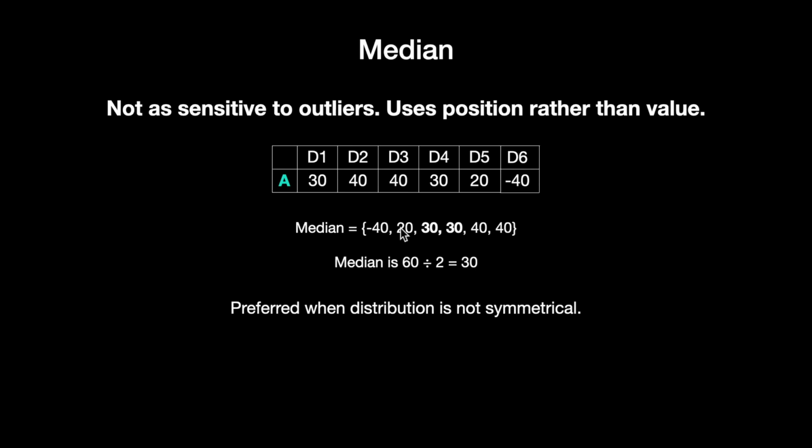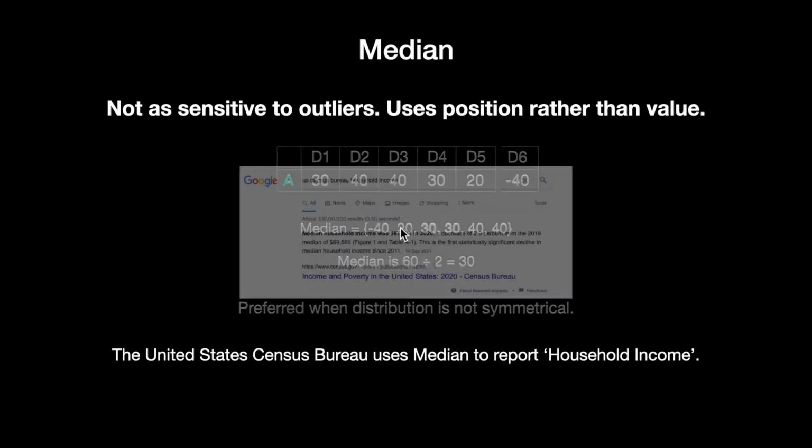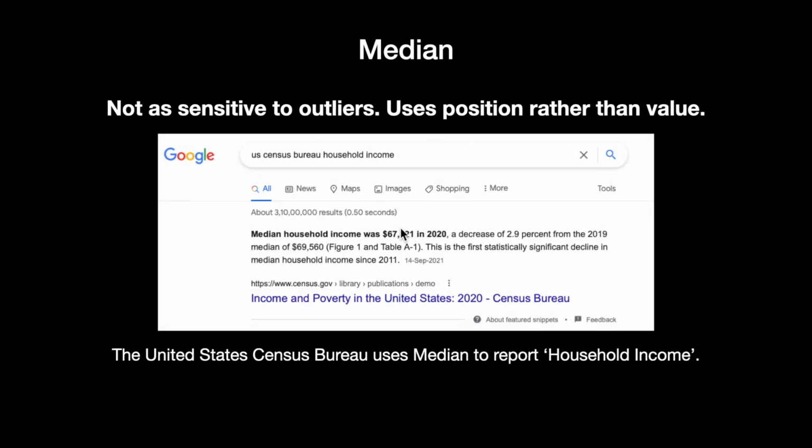Hence, this is the reason why the United States Census Bureau uses median and not average to report household income. This is because the data might be skewed by very few individuals who get paid very, very high, or a few other individuals on the other extreme who get paid nothing or close to zero.